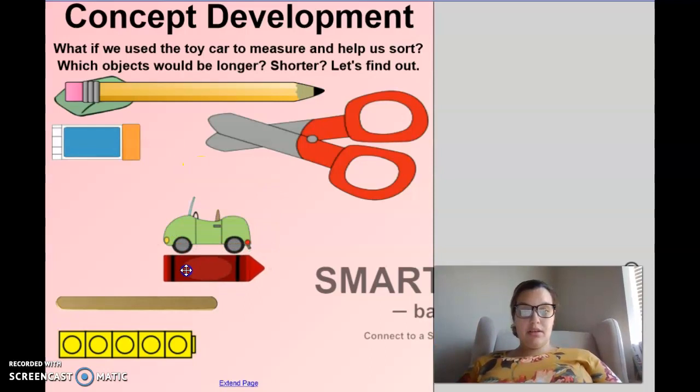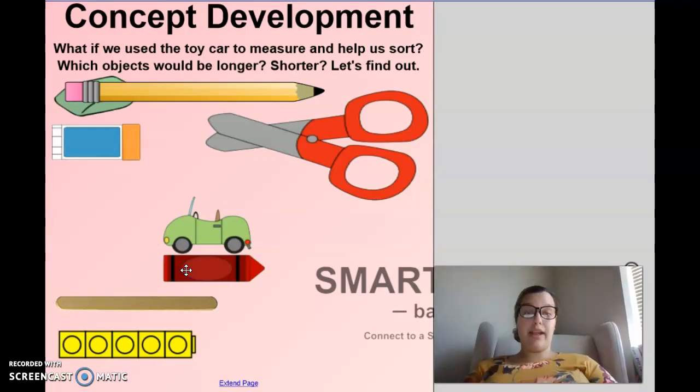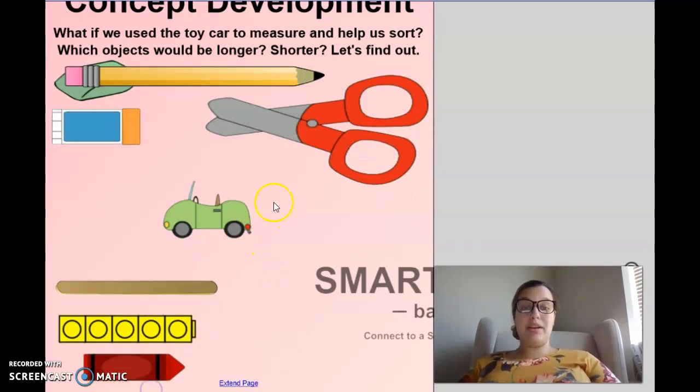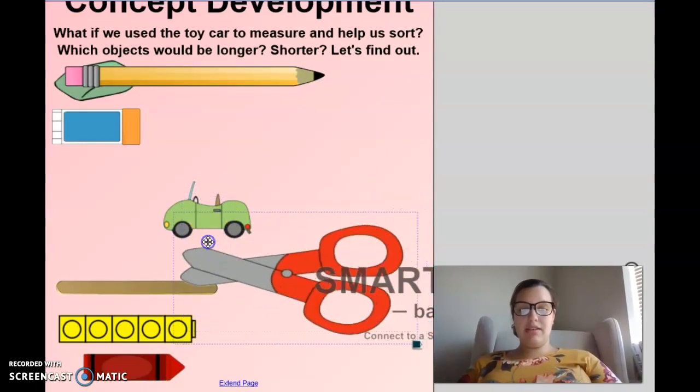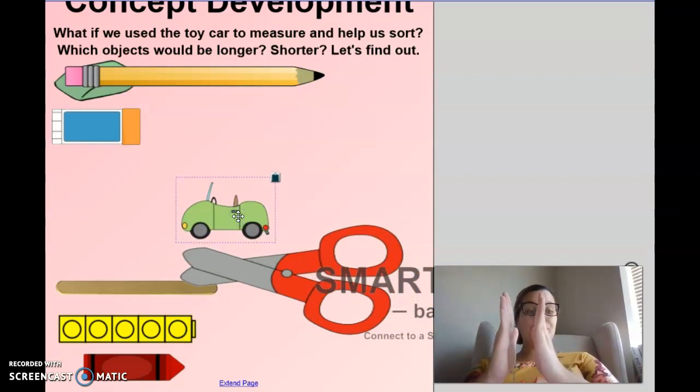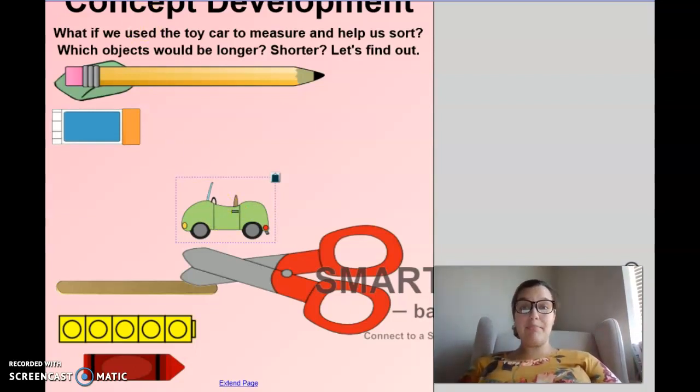Okay, this is a close one. Is the car shorter or longer than the crayon? It is shorter, just by a little bit, but it is still shorter. And then let's move these scissors down. And we'll put our car here. Is the car shorter or longer than the scissors? It is shorter. Great job.